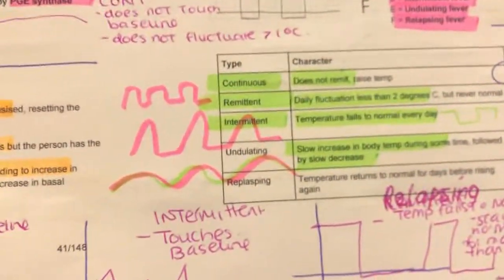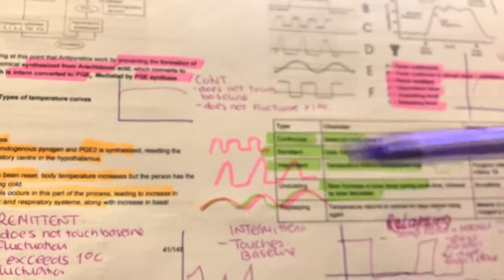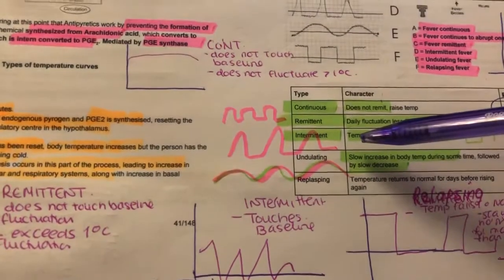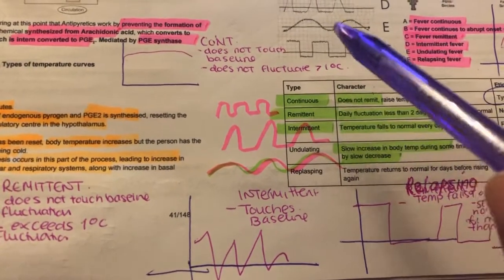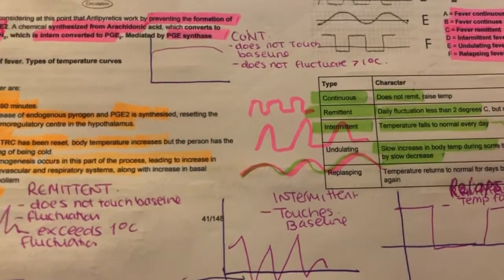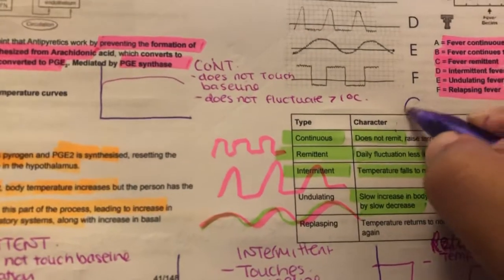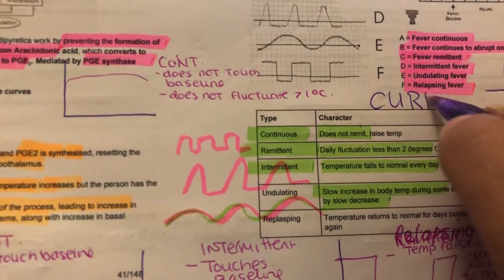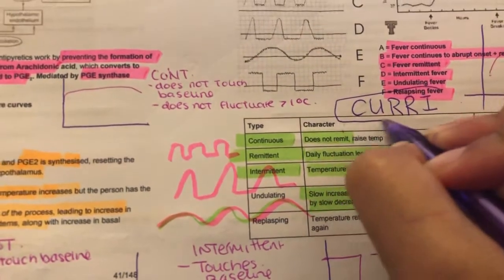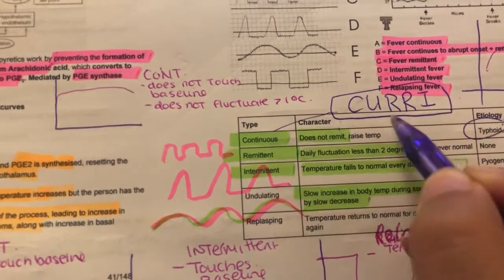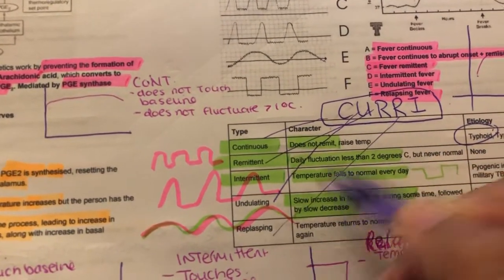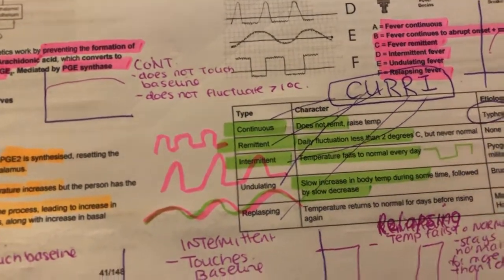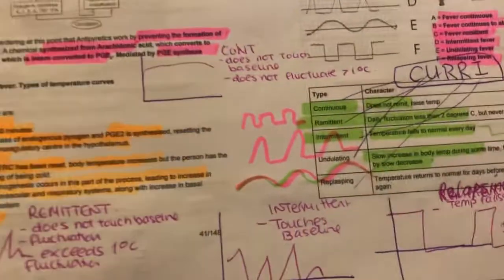Okay, now I'm going to be talking about these different types of fevers. There's a continuous, the remitting, and the intermittent, the undulating, and the relapsing. So let's start with the continuous. What does that look like? And our mnemonic today is going to be CURRI, curry, and that's for the continuous fever, the undulating fever, the remitting and relapsing fever, as well as the intermittent fever.